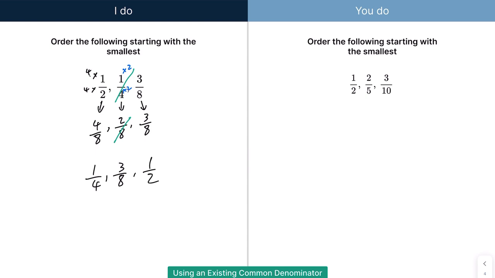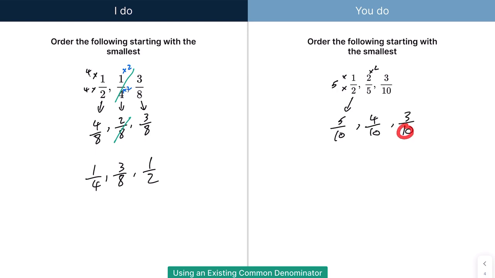Okay, so hopefully you've pressed pause and had a go at the example on the right. So we want to make the denominators the same. We look at the biggest number first, 10. Is 10 divisible by 5? Yes, it is. Is it divisible by 2? Yes, it is. So we can then rewrite this. So this then becomes, I'm going to times the top and bottom by 5. So that gives me 5 over 10. For this one, I times the top and bottom by 2. That gives me 4 over 10. And for the final one, I don't need to do anything because that's already a 10.